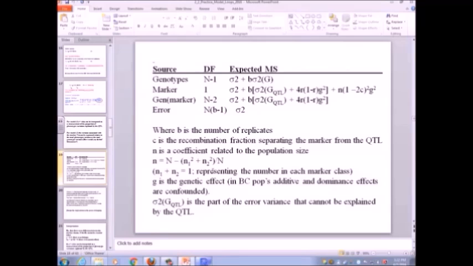So coming back here, let's look at the mean squares. These are the expected mean squares for the model. They've been adjusted to reflect the genetic consequences or the genetic properties of that f-test. So B would be the number of replicates. C is a recombination fraction that separates the marker from the QTL. N is a coefficient that's related to population size. And then G is the genetic effect. Sigma squared GQTL is the part of the error variance that cannot be explained by the QTL.